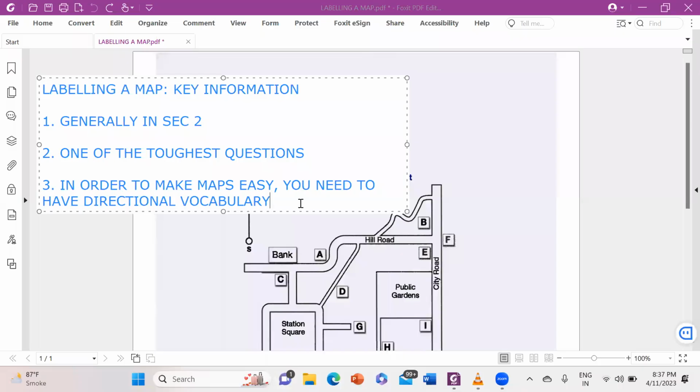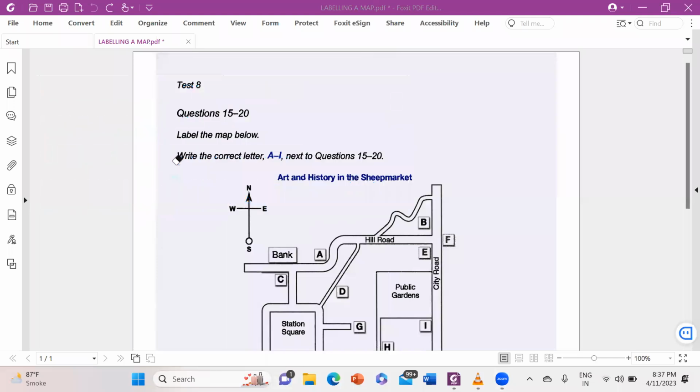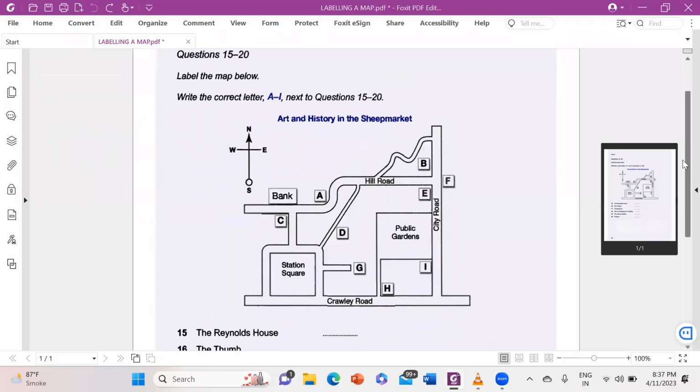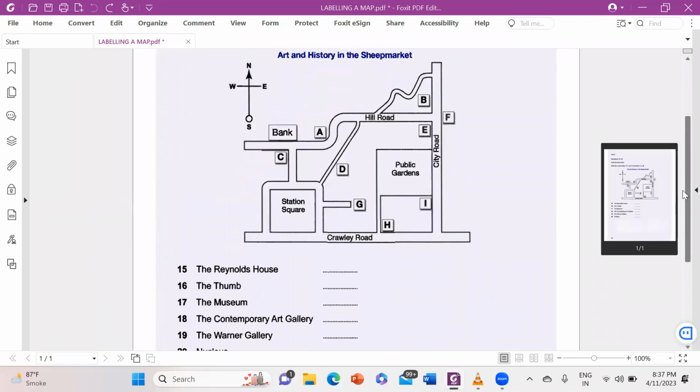Okay, so guys, if you want, you can take a screenshot of this key information. Okay, sir, we are done. Great. So now let us come to this PDF.